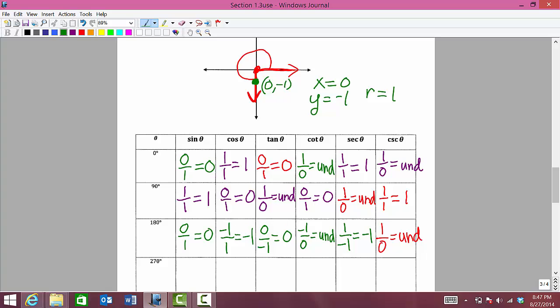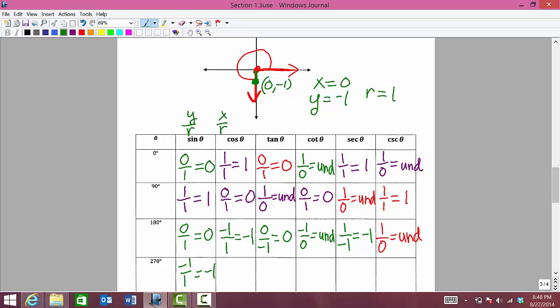R is 1. Remember, it's the distance, and for all the quadrantal angles, the distance is very easy to determine. It's just a straight line. So 270 degrees, what are my 6 trig functions? Sine of theta, sine is y divided by r. So we know all of these are y divided by r. Y divided by r is negative 1 divided by 1, which reduces to be negative 1.